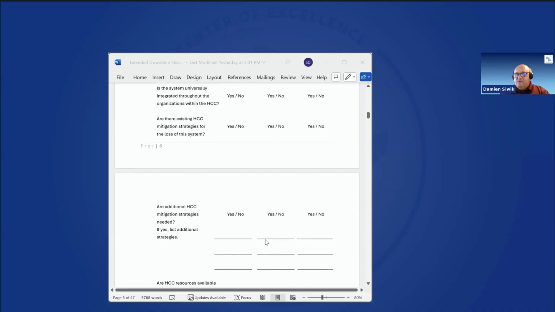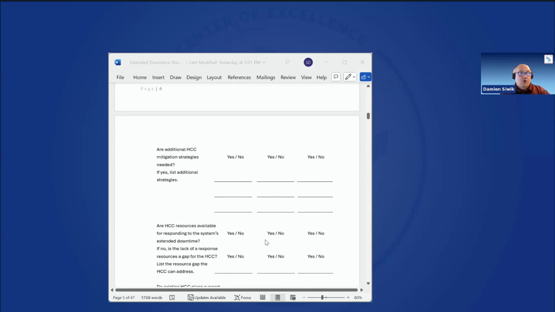And I'm circling back a little bit to what we described before: are existing healthcare coalition mitigation strategies for the loss of that system already in place? Satellite communication capability might already be addressed and covered in a communications plan and annex, or maybe already covered under a continuity of operations plan. So that's what that question is trying to identify. If no, it's a new, unique gap.